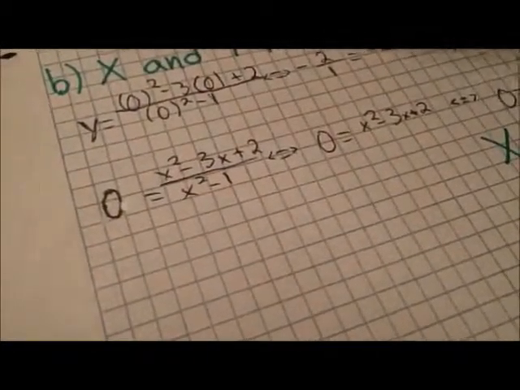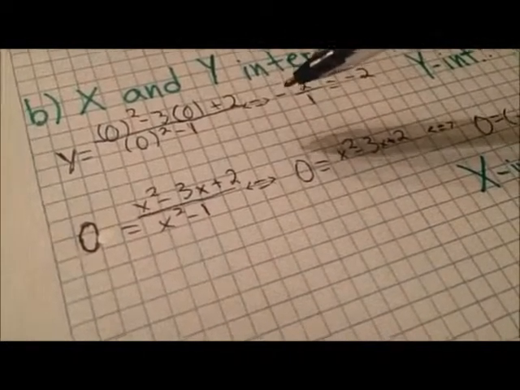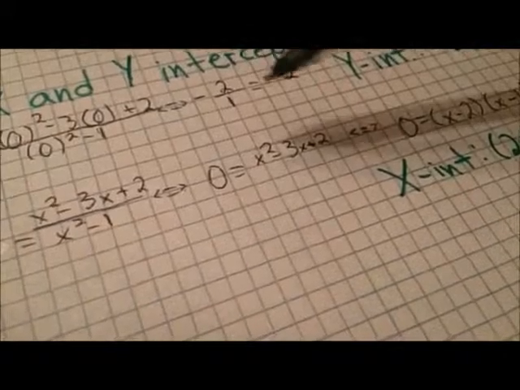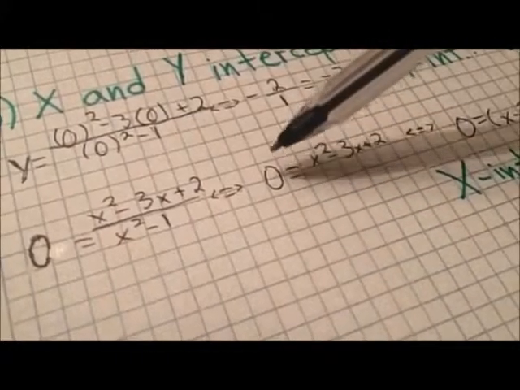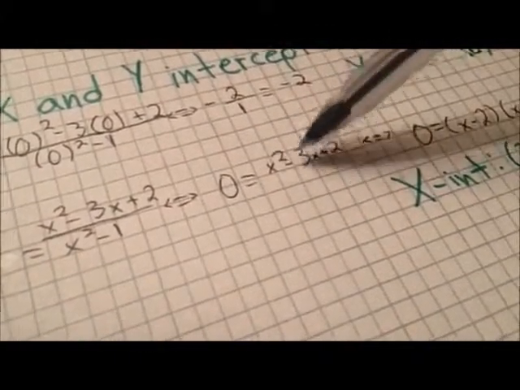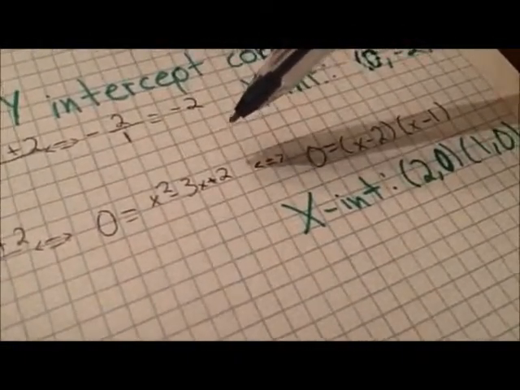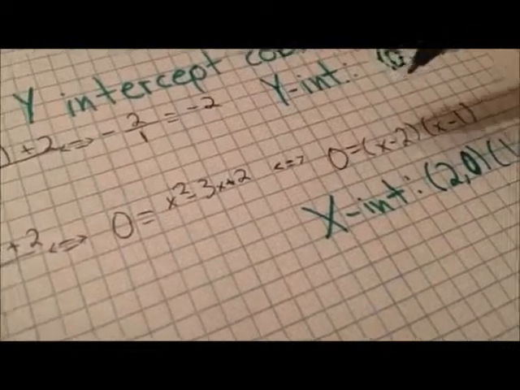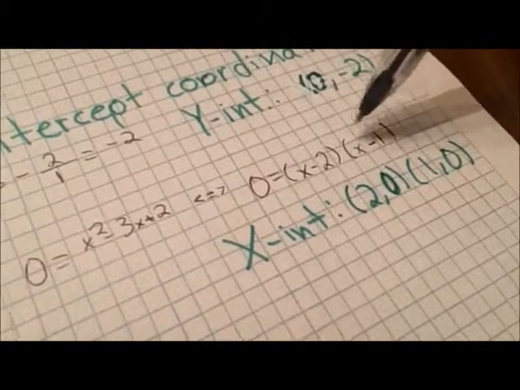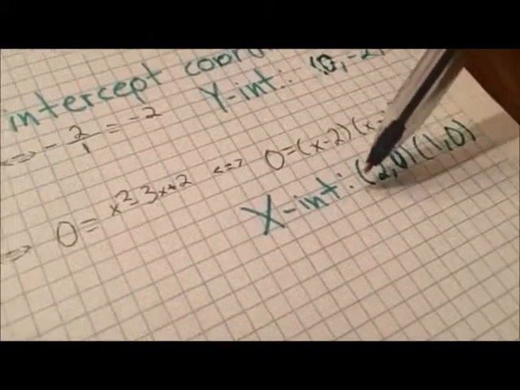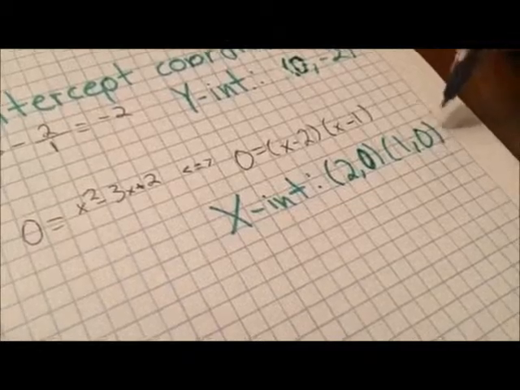To obtain the x-intercept, we have to set the whole function equal to 0, and we pass the x plus 1 to the other side, multiplying 0, and we get x squared minus 3x plus 2. This is a perfect square trinomial, and we get (x minus 2)(x minus 1). We isolate x, and the x-intercepts will be (2, 0) and (1, 0).